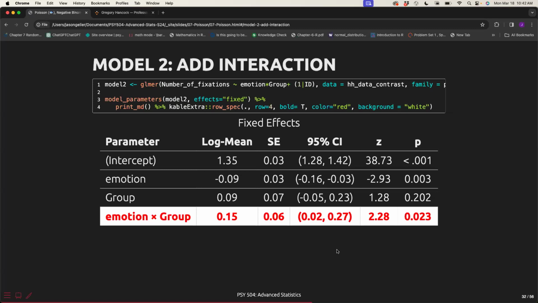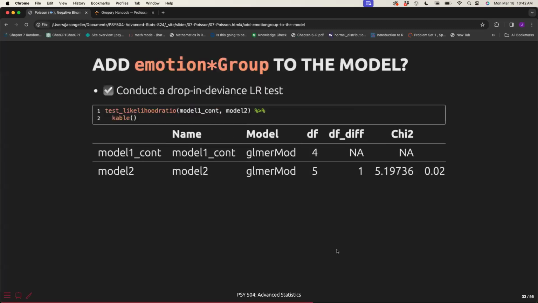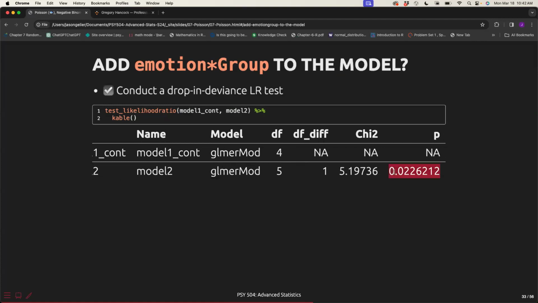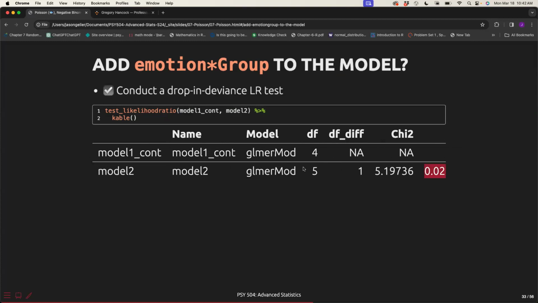So it seems like we have an interaction, but we could do some model comparisons. So we can use the likelihood ratio test to compare a model with just the main effects to a model with an interaction, which we've done before. And if we run the likelihood ratio test, we see that the p-value is statistically significant. So what we can conclude from this is that the interaction is warranted. So we should be including an interaction in our model.